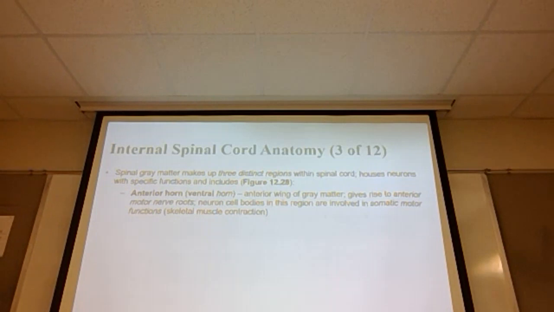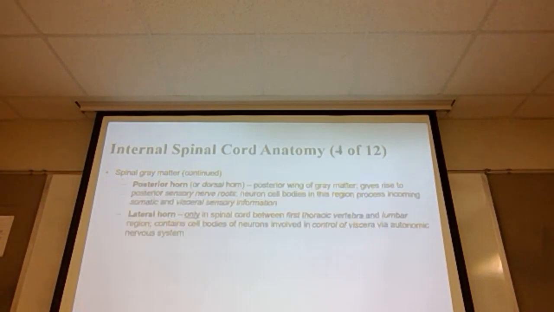The neural cell bodies in this region are involved with somatic motor functions, like skeletal muscle contraction. The posterior or dorsal horn is the posterior wing of the gray matter, and it gives rise to the posterior sensory nerve roots. The neuron cell bodies in this region process incoming somatic and visceral information. The lateral horn is only in the spinal cord between the first thoracic and the lumbar region, and contains cell bodies and neurons that control the viscera via the autonomic nervous system.